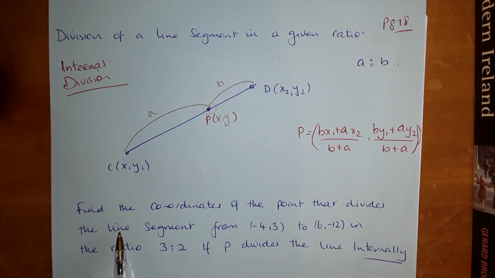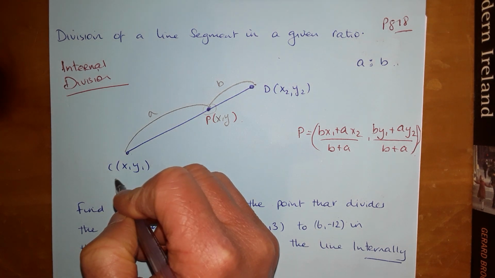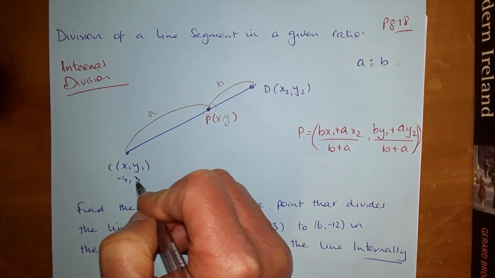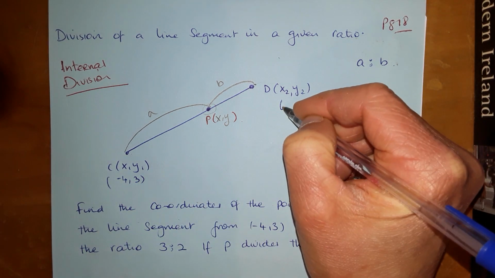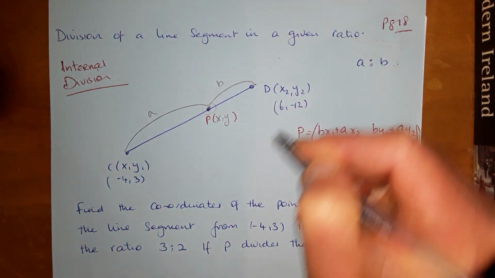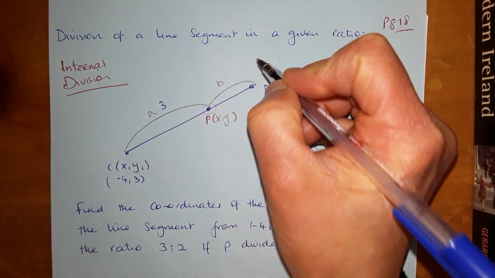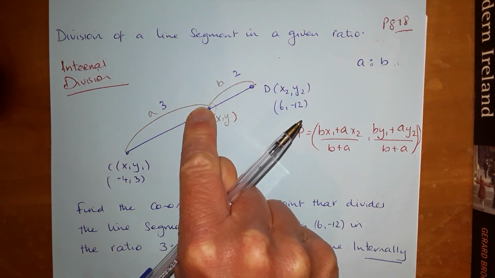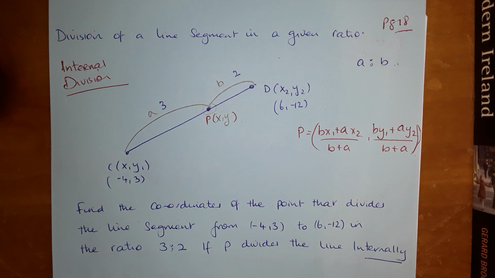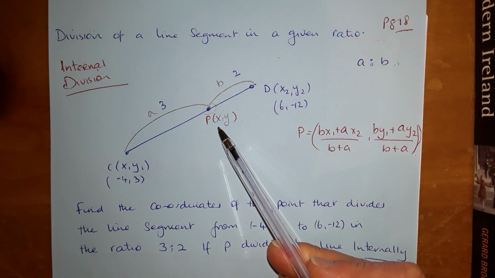Now, the question says, find the coordinates of the point that divides the line segment from -4, 3 to 6, -12. So let's say that this is -4, 3 and outside D is 6, -12. Now it divides it in the ratio 3:2. So 3 parts for A, 2 parts for B. So for every 3 parts here, it moves 2 parts here. So it's divided into 5 parts in total. Right? So what you're asked for then is to find the point P. So to find the coordinates of the point P.